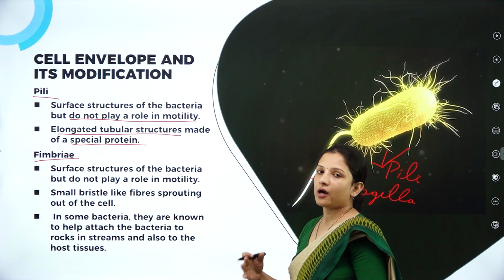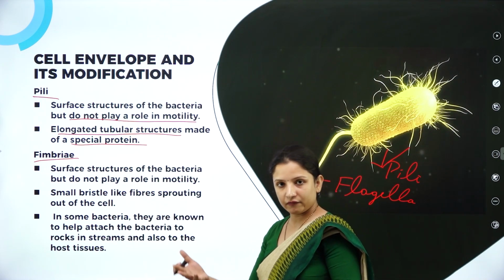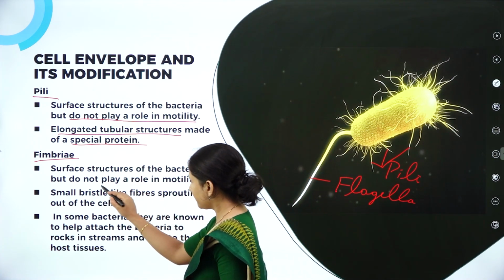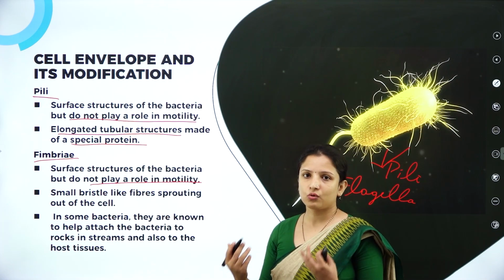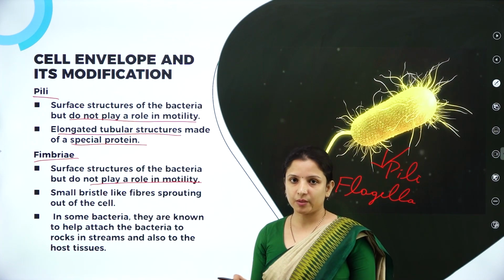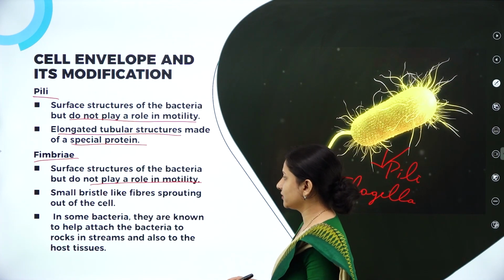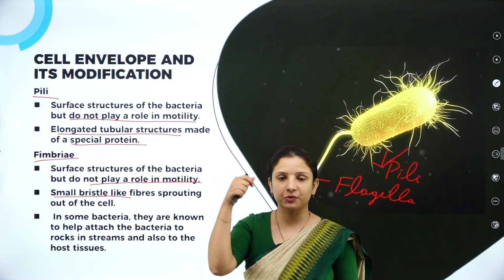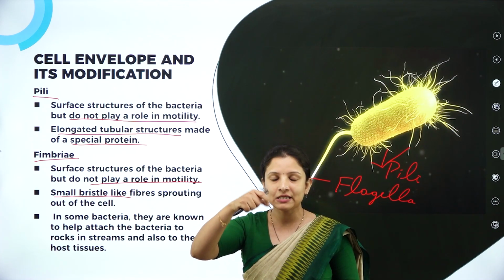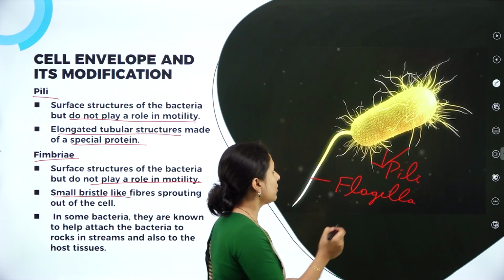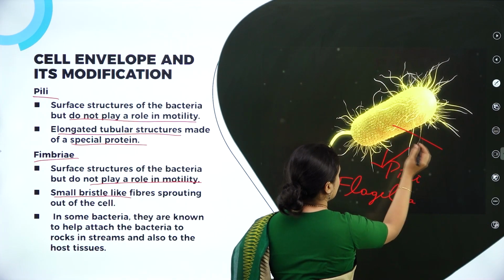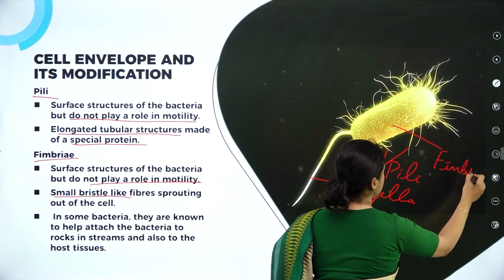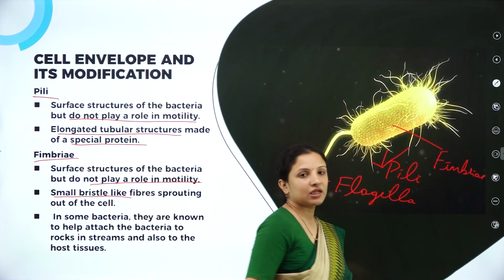Next, talking about the fimbriae. Fimbriae also are modified cell envelopes of bacteria, and they are present on the surface of the bacteria. And these fimbriae also do not play any role in motility. That is, they do not help the bacteria to move from one place to another. And these fimbriae are small and bristle-like, like how your toothbrush has bristles, right? Just like that they look. So all these bristle-like structures on the surface of the bacteria are called the fimbriae.